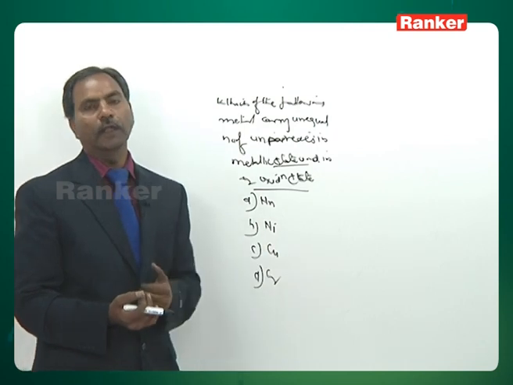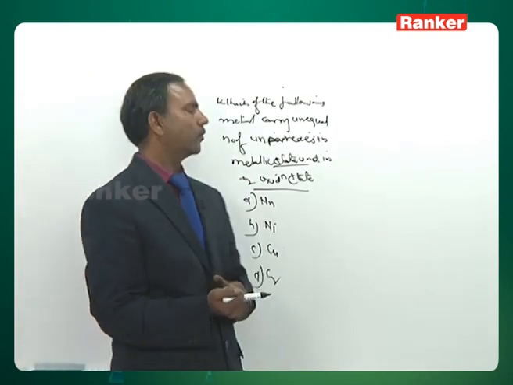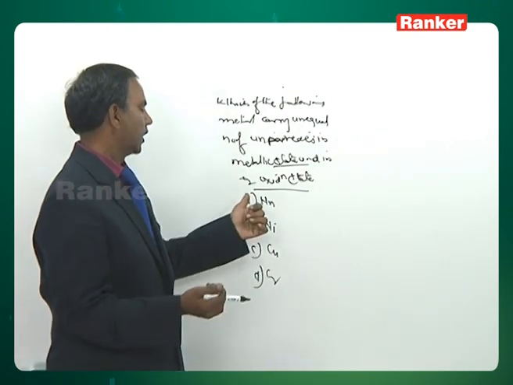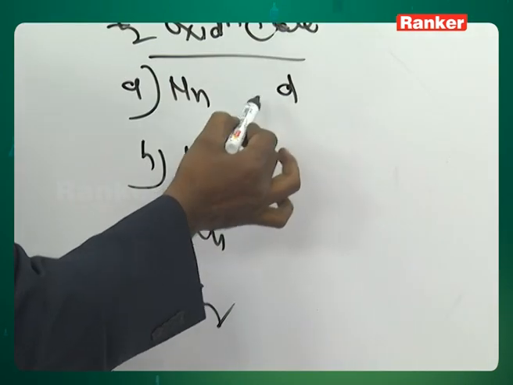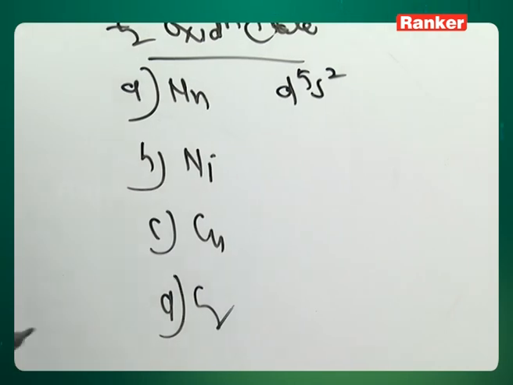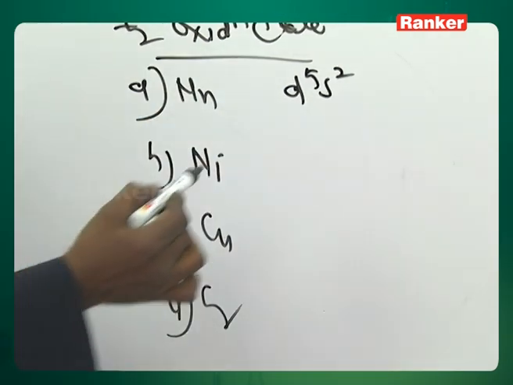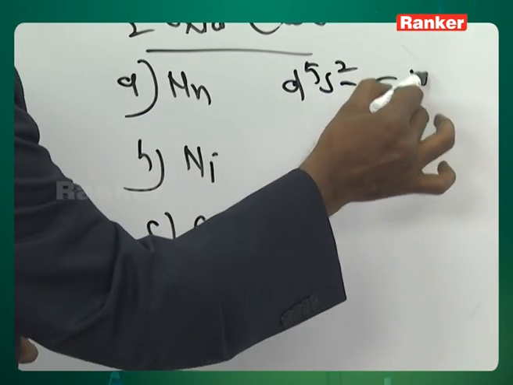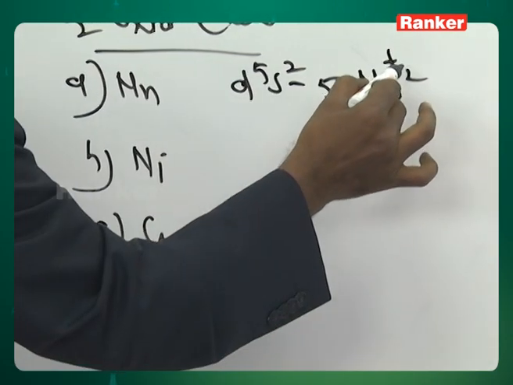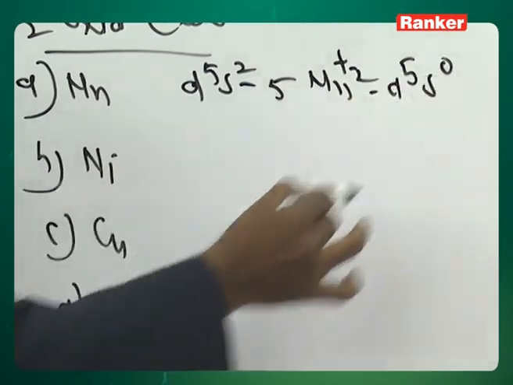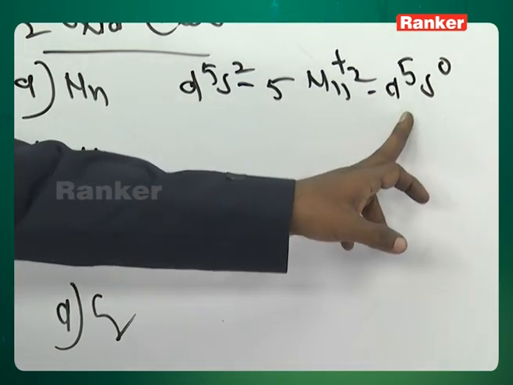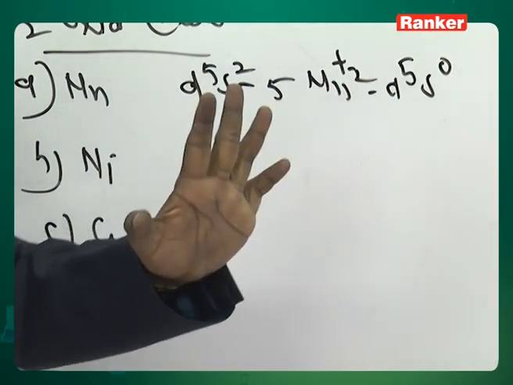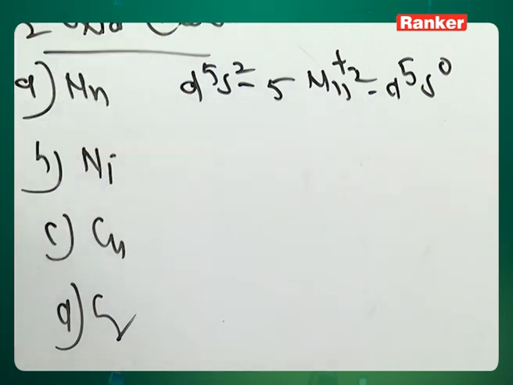Which of the following metals is carrying unequal number of unpaired electrons in the metallic state and in the +2 oxidation state? Now, consider manganese. 25 means D5S2. Manganese in the metallic state is carrying 5 unpaired electrons. Then you have to see the +2. Mn +2 is D5S0, 5 unpaired. So in the metallic state it is carrying 5, in the +2 it is carrying 5. There should be unequal number of unpaired electrons, but it is equal, so it is not our answer.